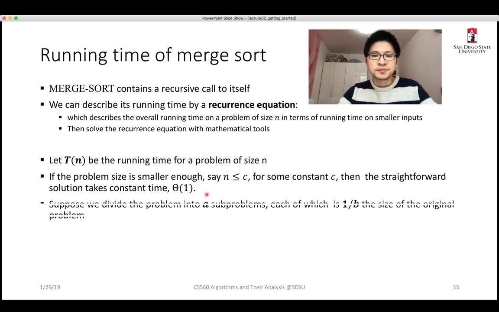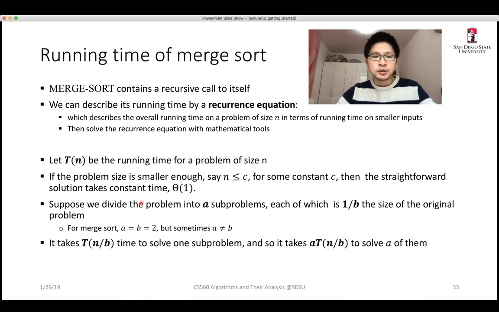And for n that is bigger than the constant c, we need to divide the problem into a subproblems. And each of these subproblems is 1 over b the size of the original problem. So here we use a and b to describe this more general situation. Particularly for merge sort, a is 2 and b is also 2. But sometimes we will encounter situations where a doesn't equal b.